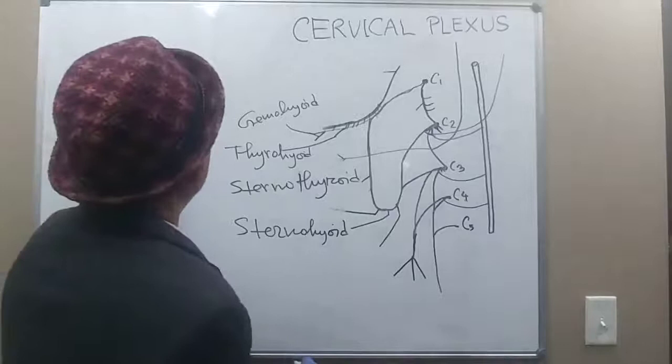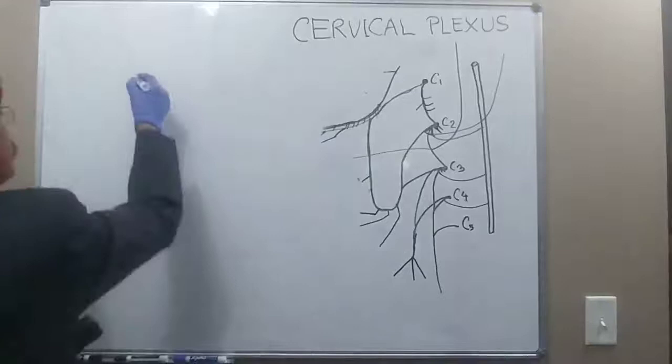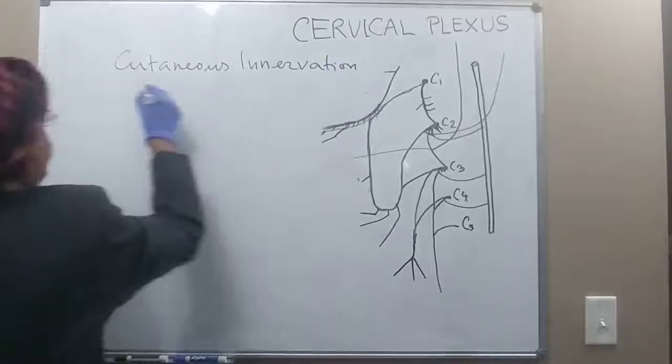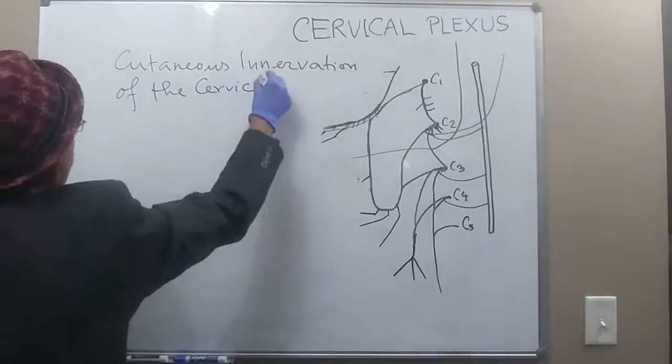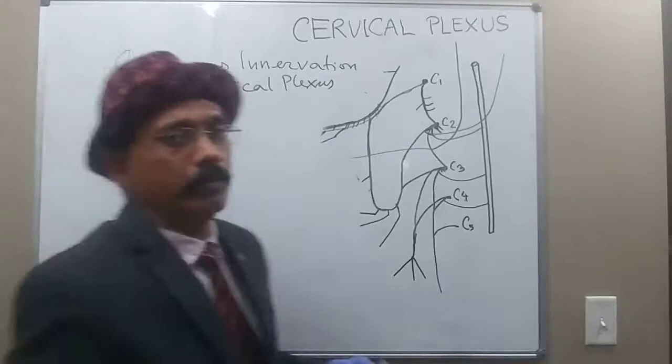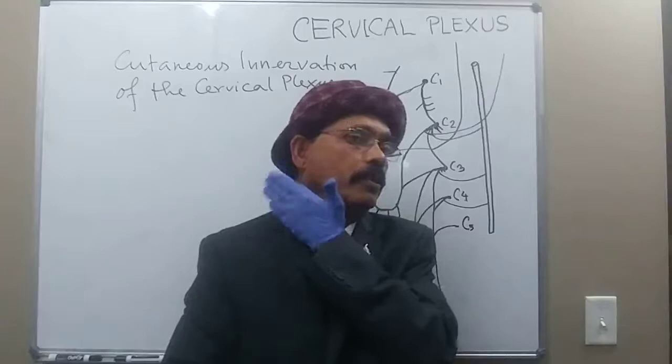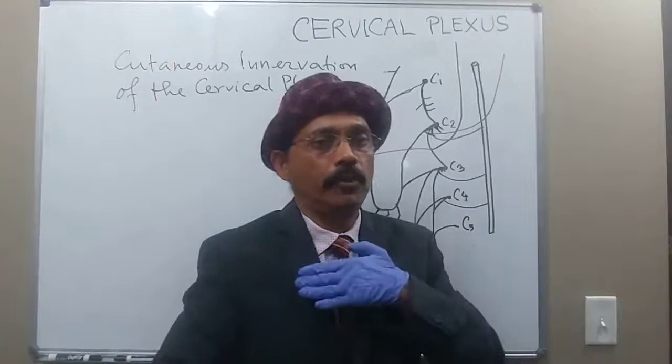Now we'll go to the cutaneous innervation of the cervical plexus. The cervical nerves have a very rich cutaneous contribution to the head and neck region, to the supraclavicular region, as well as the shoulder region, up to the upper chest, okay, and to the scalp. So we'll go through that.